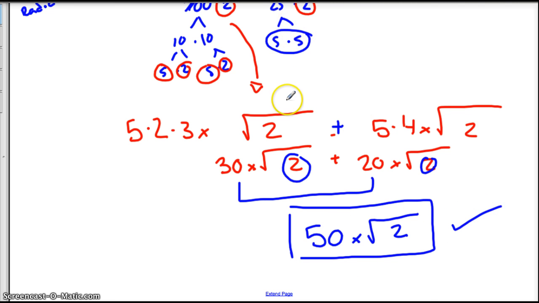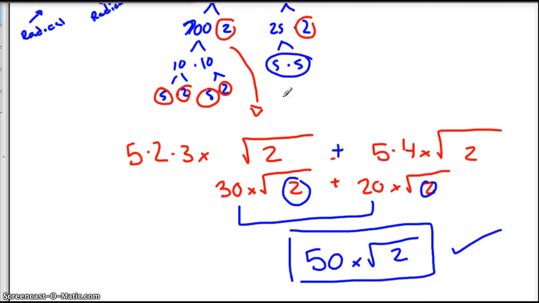So remember, you need the same radicand and index. If you don't have it, you could try simplifying. Once you've simplified, if you can add them, do that.